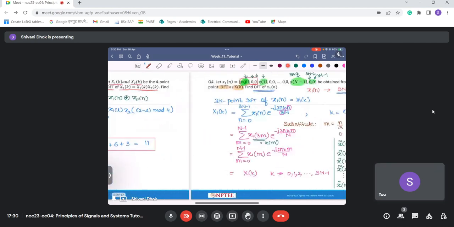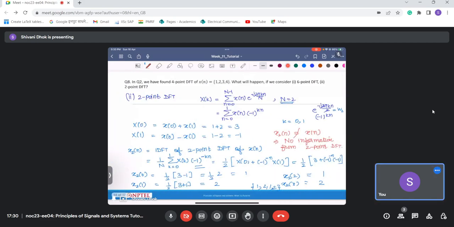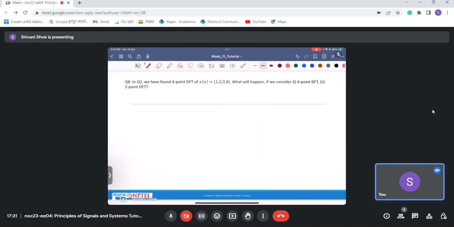Yes, got it. So the entire point of showing this example was to show that if I consider N less than my sequence length, we can't get any information. I need to have N at least equal to 4. We know that this is a valid DFT, but what happens if I consider N greater than 4 and less than 4? That is what I am trying to explain here. So for that, let us now consider the 6-point DFT. Even a 5-point DFT, we should be able to recover.